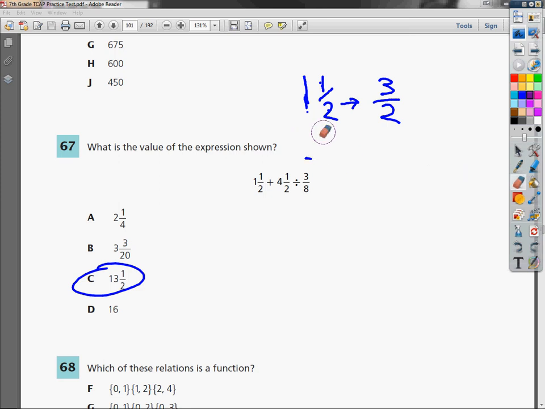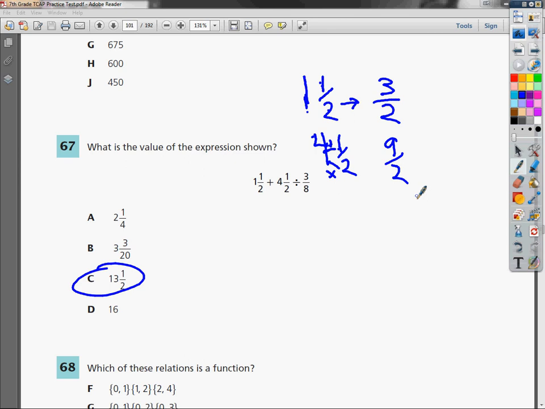Now for 4.5, that means I have 2 over 2, 2 over 2, 2 over 2, 2 over 2, and then a 1 over 2, because this would be 1, 2, 3, 4 of these. You'd add them all up, 2, 4, 6, 8, 9, 9 over 2. Or you can do it the faster way. You do 2 times 4 plus 1, so times plus, you get 9 over 2. And then for 3/8, you're ready to go.